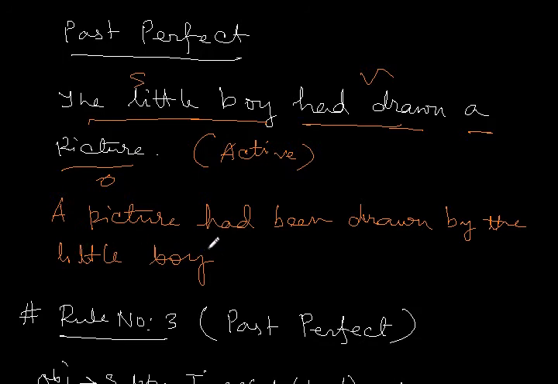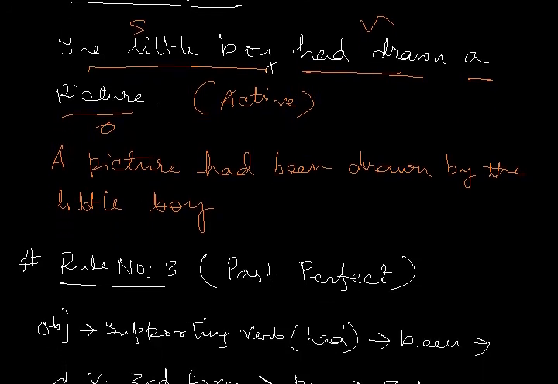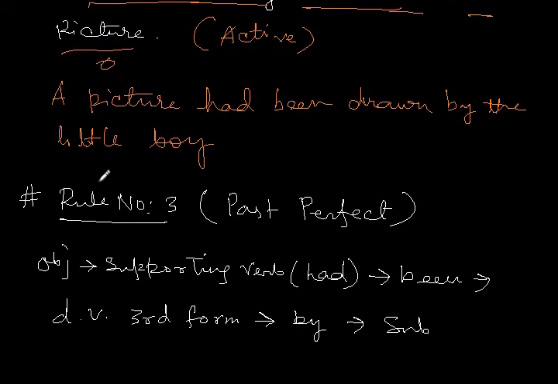So here goes rule number 3, and that is object. Yes, object is here. Supporting verb. In this case, we always use had for past perfect. Object, supporting verb, and then been for perfect tense. Been. Then the third form of the doing verb, drawn, then by, and then the subject. Little boy is the subject, and a picture is the object.